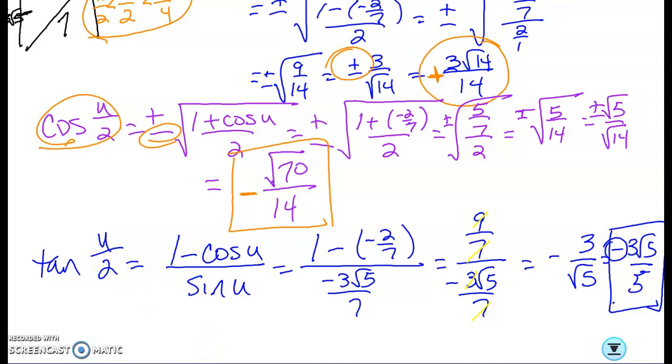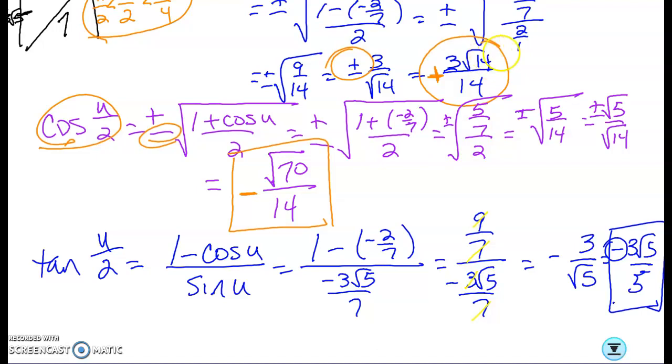Think about it. We just said we were in the second quadrant. I don't know if I can go back up there. I kind of don't have any room. Will it let me go up? I can't get back up there. But we were in the second quadrant. It should make sense that tangent is negative.